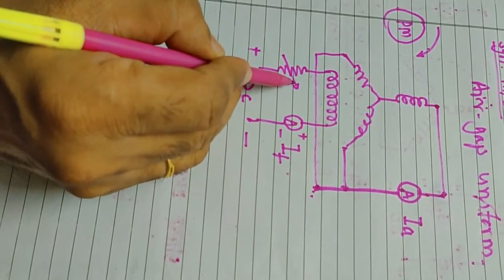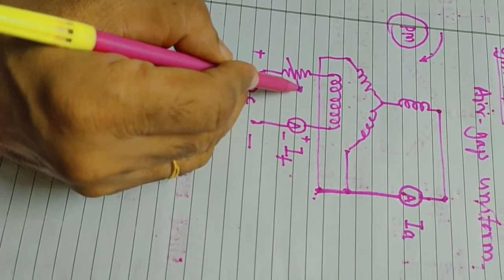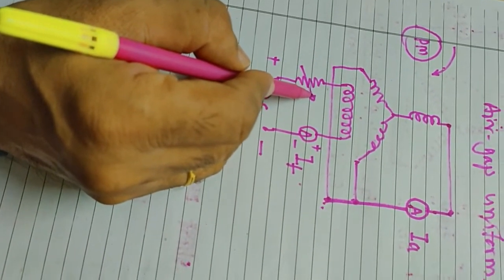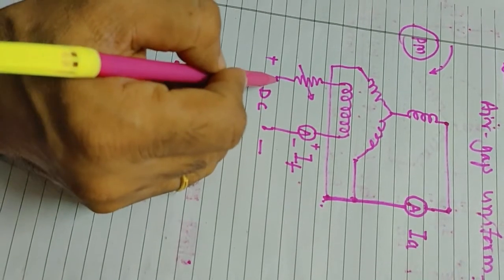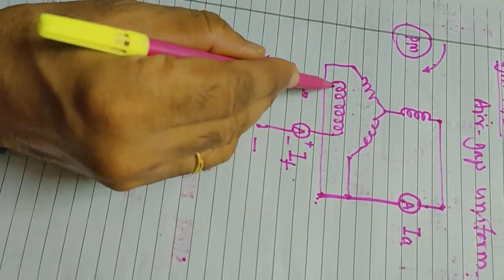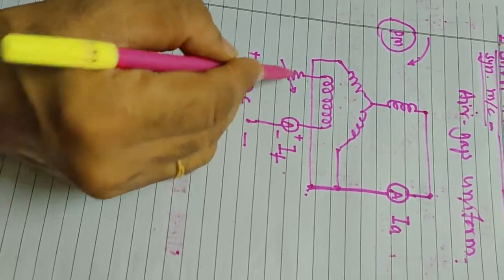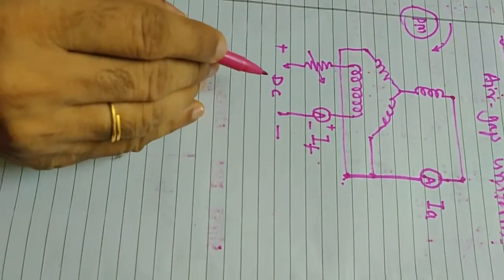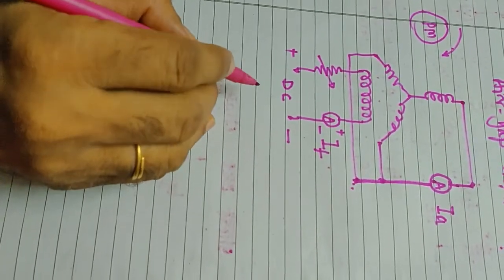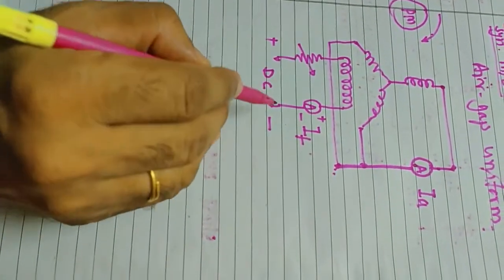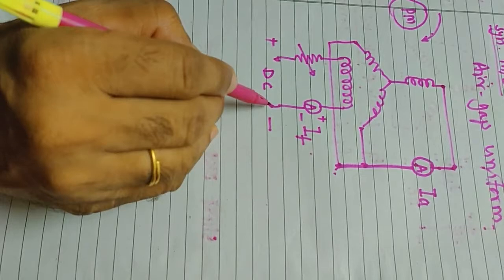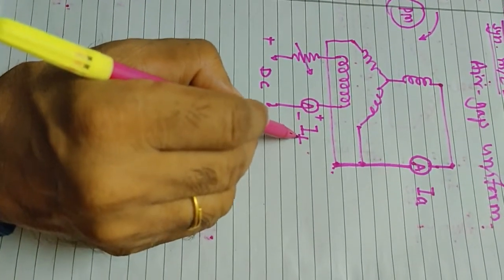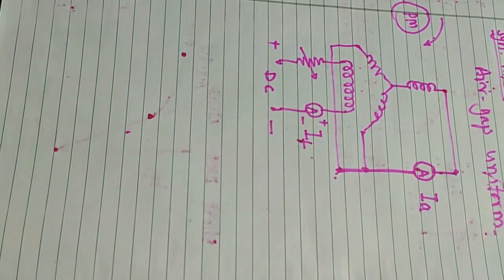Put the rheostat, the variable resistance, at its maximum position at the start, so that we apply minimum excitation initially and then gradually increase the excitation. As you gradually increase the excitation, read the exciting current IF and the armature current IA.